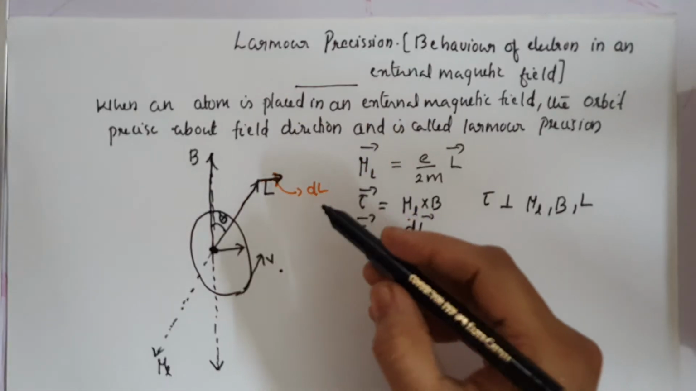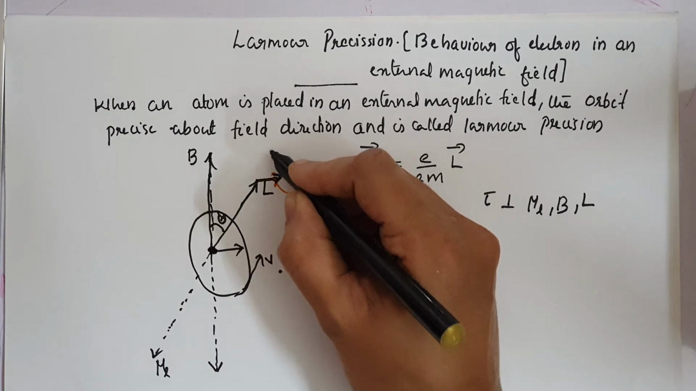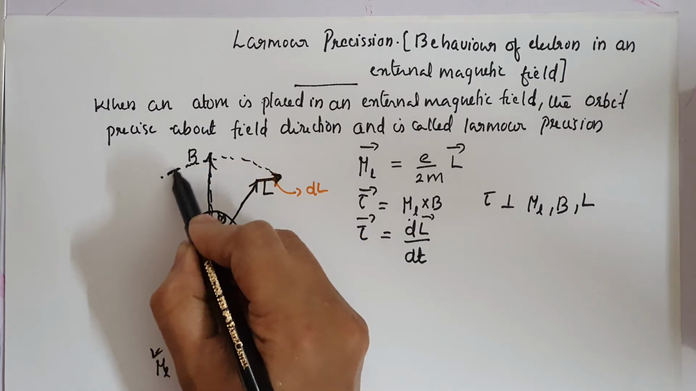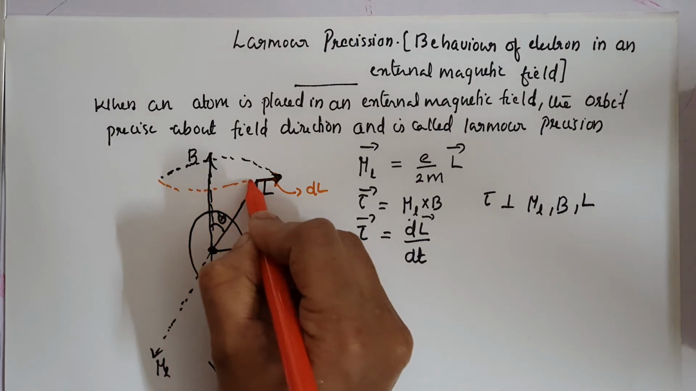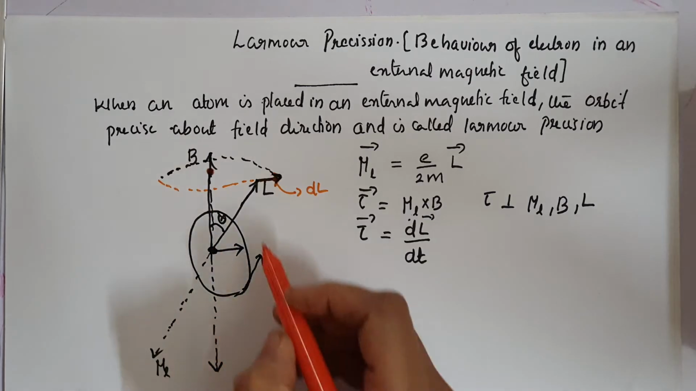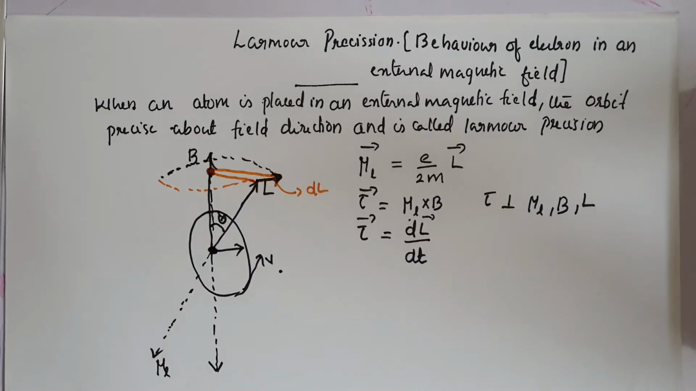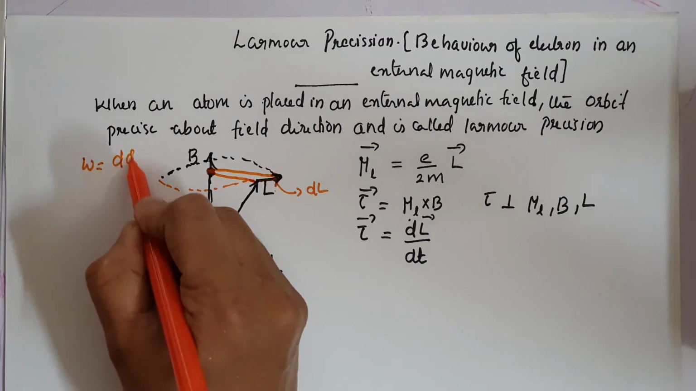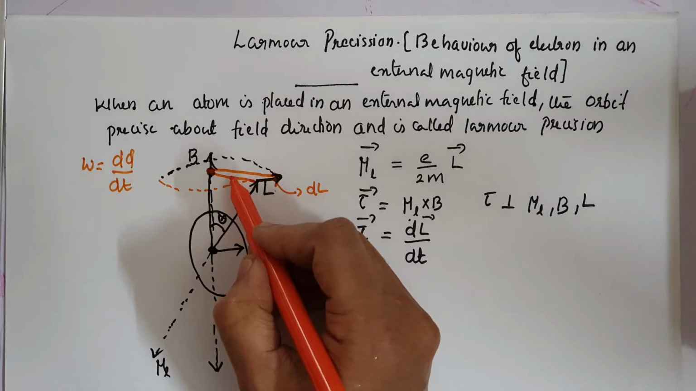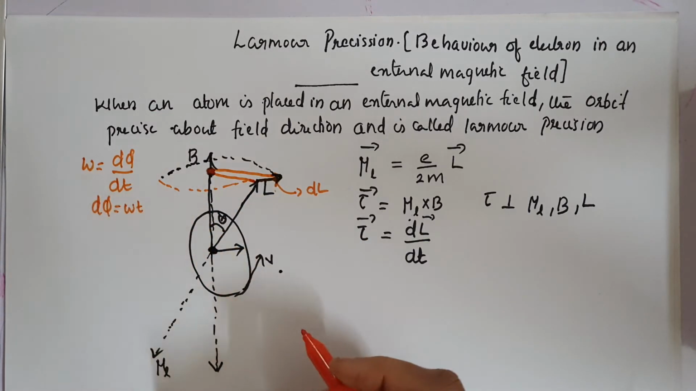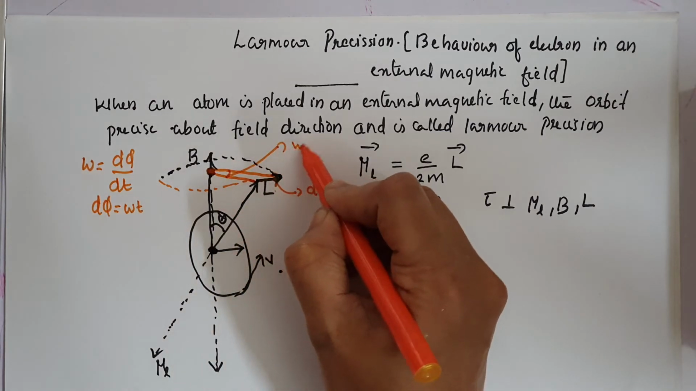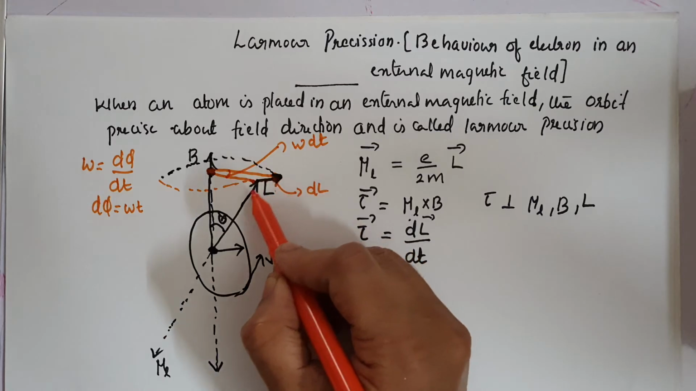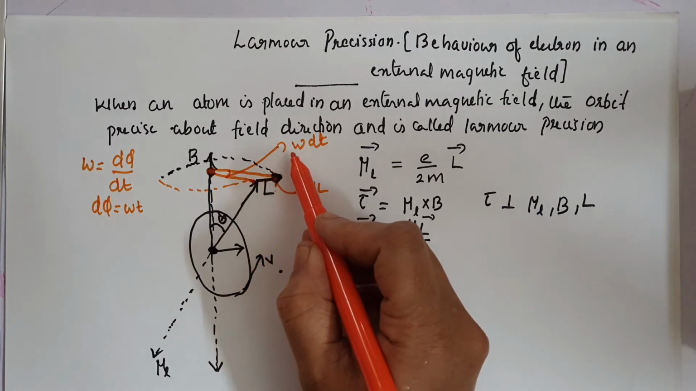So we can represent the variation as follows: it can change direction around this field. Here we can consider a circular cone. If the center of the cone is this one, then we can consider this radius as this one. This is the change dL. And we know that the angular velocity omega is equal to d phi by dt, where phi is the angle. So d phi can be represented as omega into dt. Hence this angle will be omega into dt, that is the change from this position to this position. The change dL from this position to this position is this dL, and this angle is omega into dt.